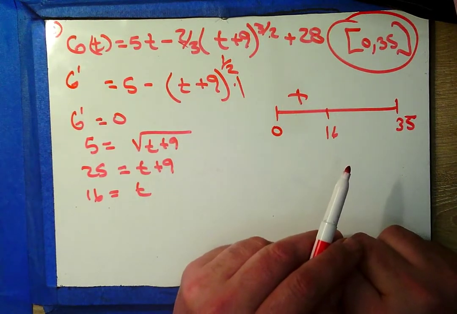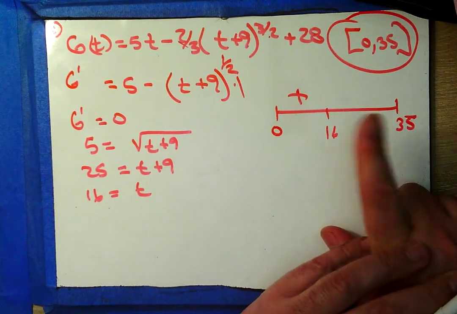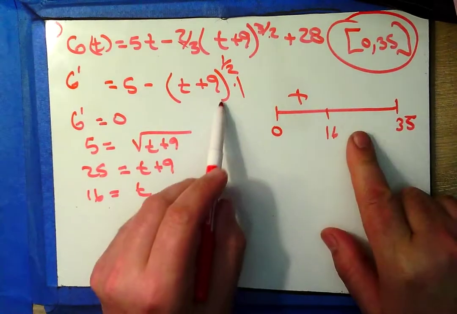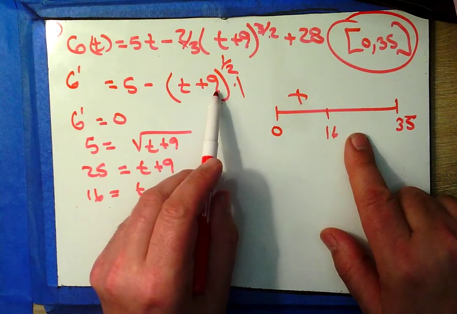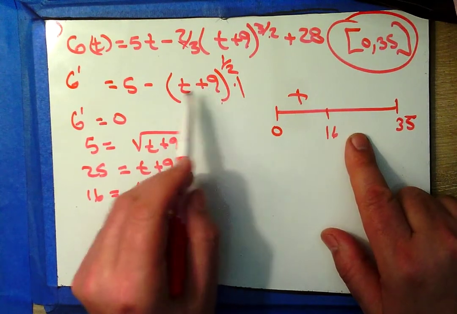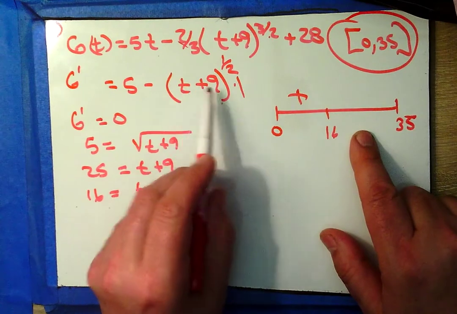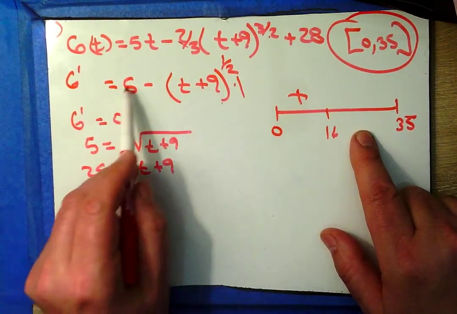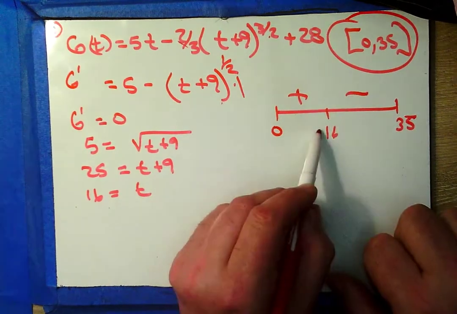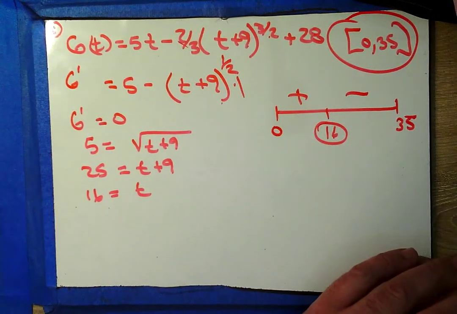And if I plug in something over here, what number plus 9 makes 36? Is that 27 plus 9? So if I plug in a 27, plus 9 is 36. Square root of 36 is 6. 5 minus 6 is negative. And so I have a maximum here.